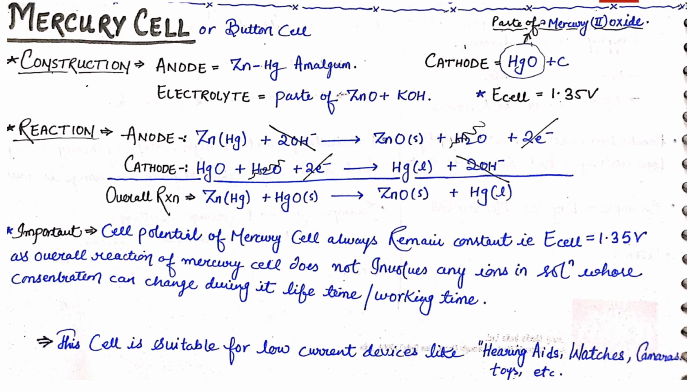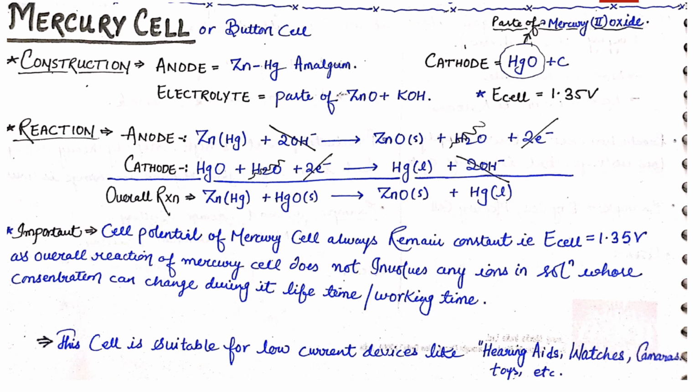Second one is the mercury cell. Mercury cell is also known as the button cell. It can be called a mercury cell or a button cell. We should focus on construction, that is anode, cathode and the electrolytes used here.